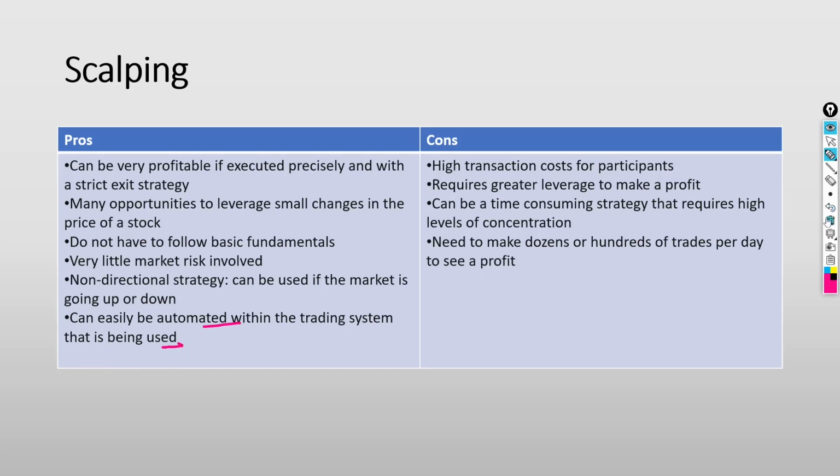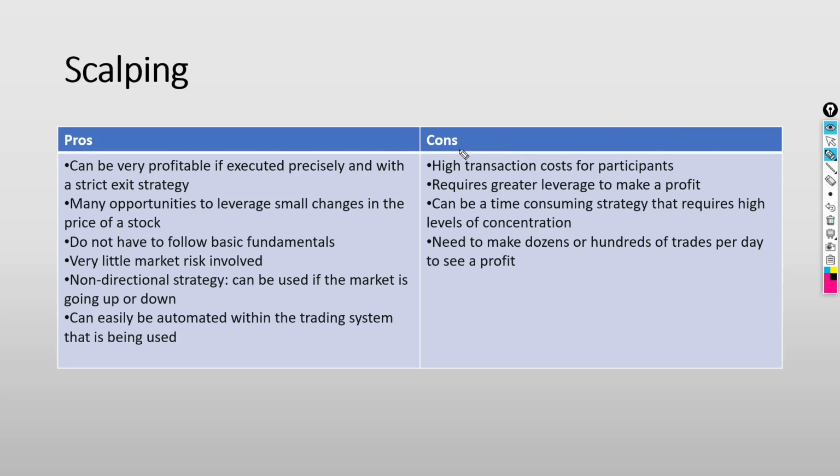And scalpers can easily be automated in the trading system that is being used. So that is now known to each and every one according to the current software we are using. You can place orders. We have stop losses and take profits, and they can be placed, and the system will be there to execute your trades automatically.